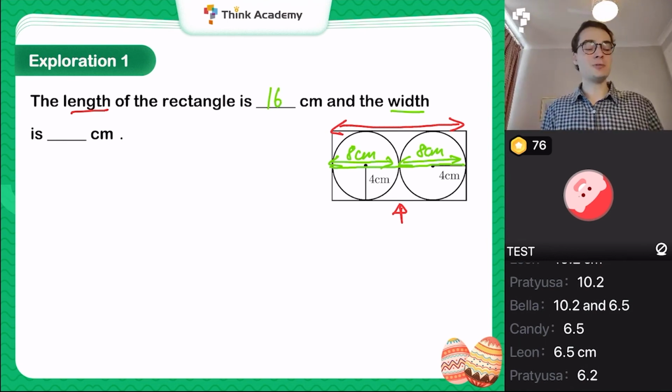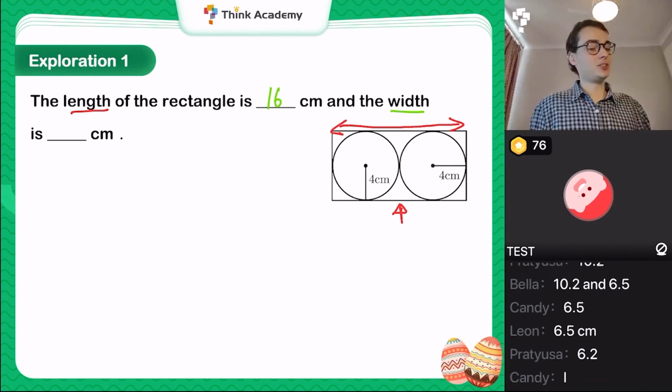Okay, good. So we're halfway there. And now we just want to find the width as well. So let me clear up all of that extra stuff I've drawn on there.